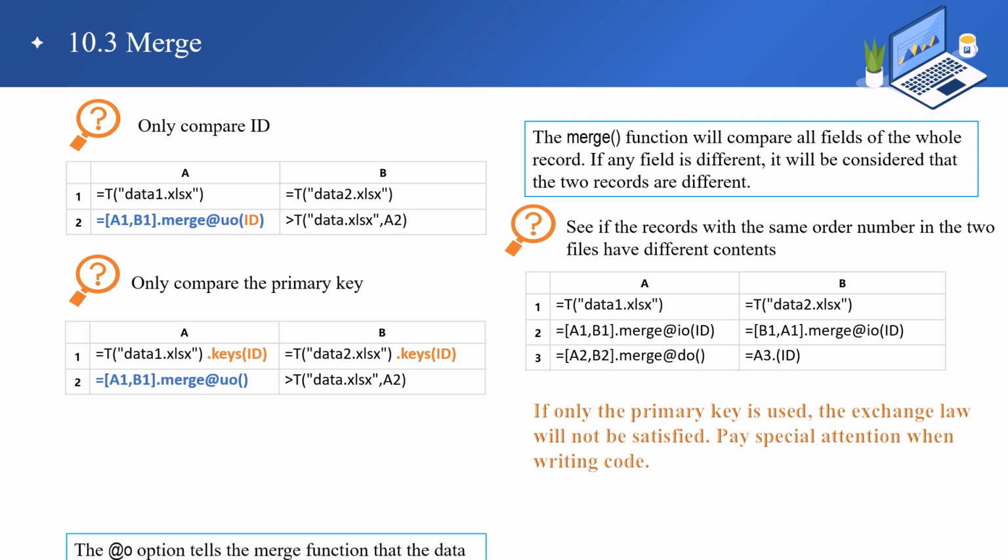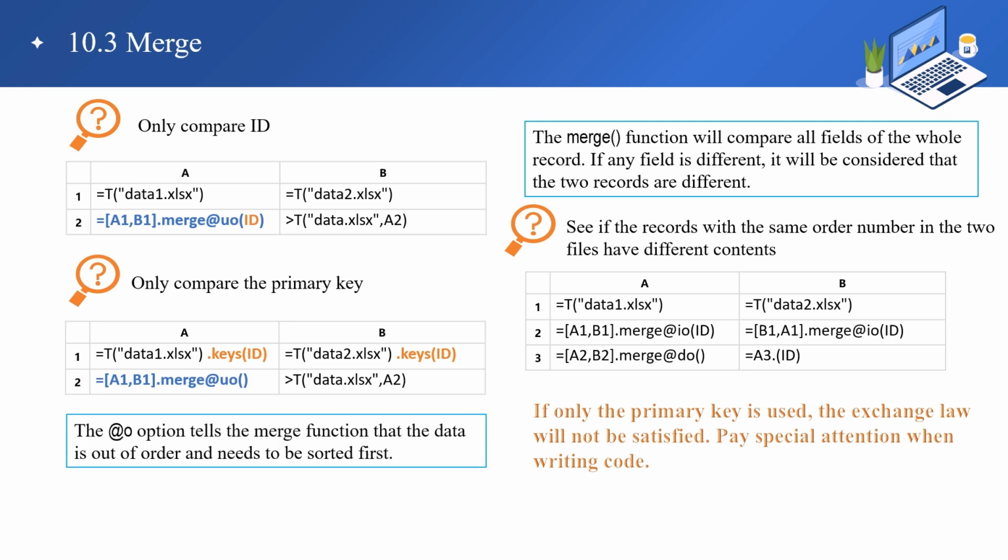Now let's talk about this @o option. By default, the merge function assumes that the data is ordered, for example, from small to large, thus the comparison speed is very fast, and no sorting is needed. The @o option tells the merge function that the data is out of order and needs to be sorted first. In our current example, the orders are arranged in order according to the order number. It doesn't matter if @o is not written.